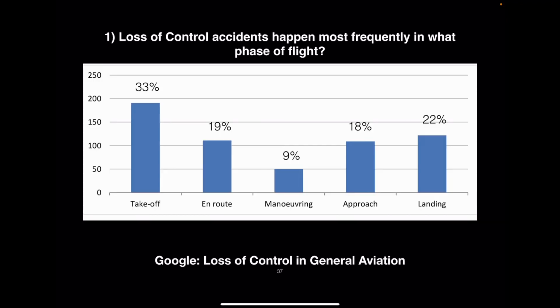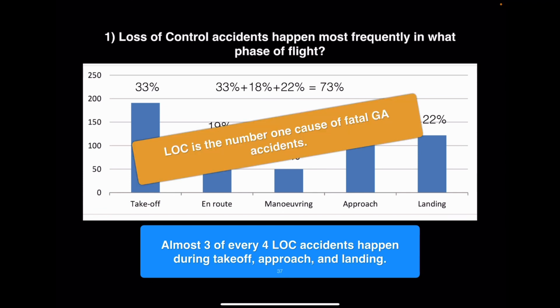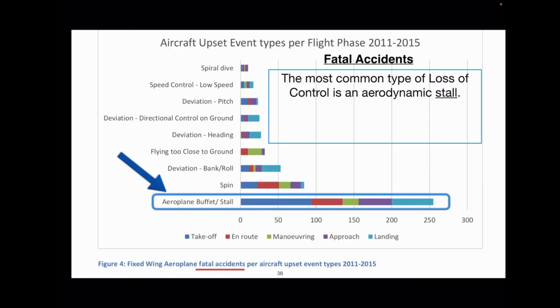As you can see from this graph, 1/3 of all the accidents are caused during the takeoff phase. And if you combine takeoff, approach, and landing, almost 3 out of every 4 loss of control accidents happen during those phases of flight. You know, loss of control is the #1 cause of fatal GA accidents. And the most common type of loss of control is an aerodynamic stall, by far, as you can see.